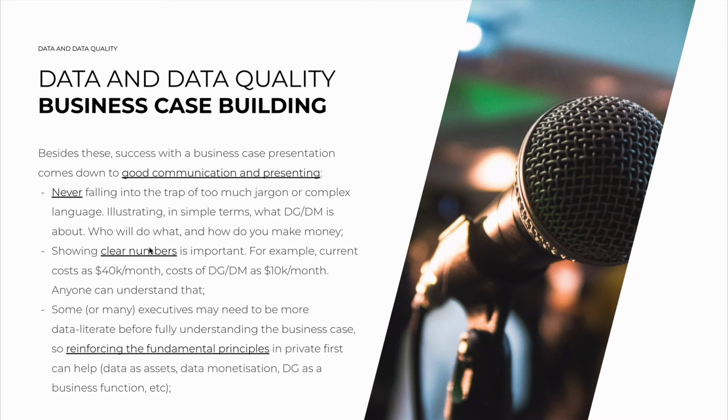Then, showing clear numbers is important, even if they are estimations or oversimplified. For example, telling an executive the current costs are $40K per month. The costs of the GDM are $10K per month. Anybody can understand that. Don't speak in ranges and don't introduce too many variables or hypotheticals, because you won't be doing yourself any favors by doing that.